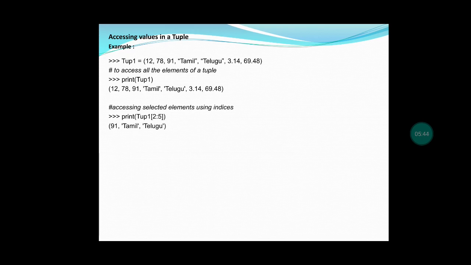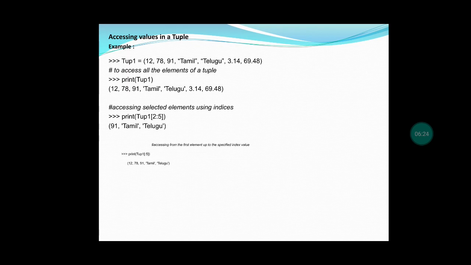In the next example, we can access particular selected elements by using indexes. That is, print tuple 1 of 2:5. 2 is the starting index and 5 is the ending index. Here, at index position 0, 12 is there, at first position 78, at second position 91. So 91 will be printed. At third position Tamil is printed. At fifth position Telugu is there, so Telugu is printed. So we get the output 91, Tamil and then Telugu.